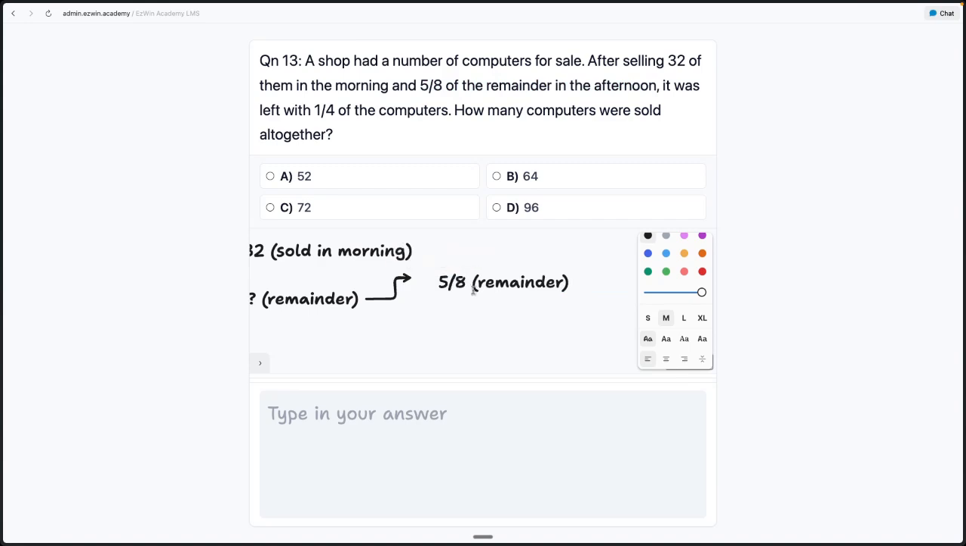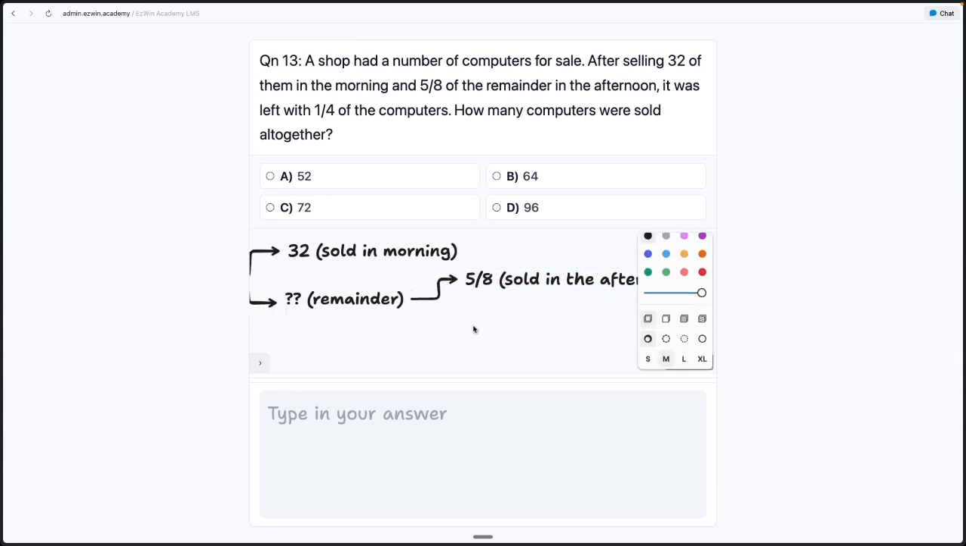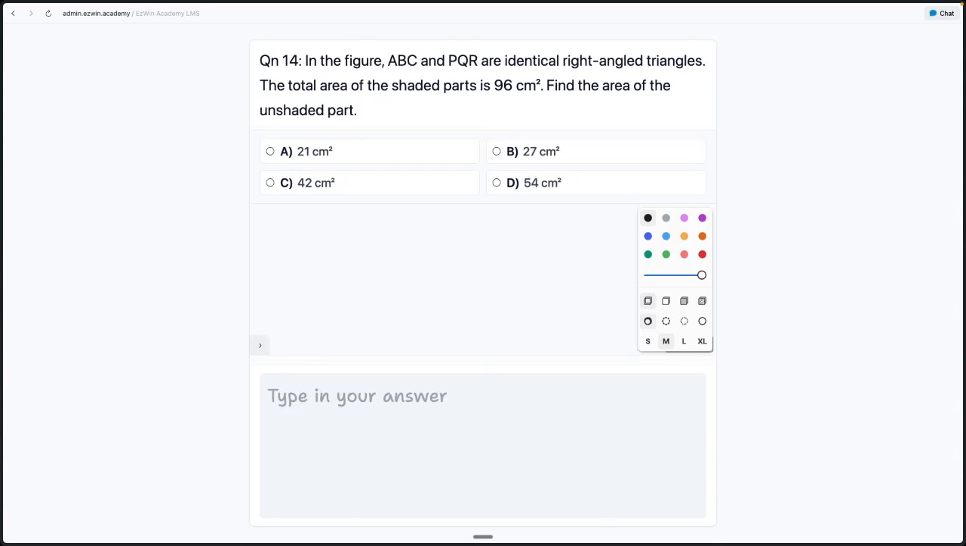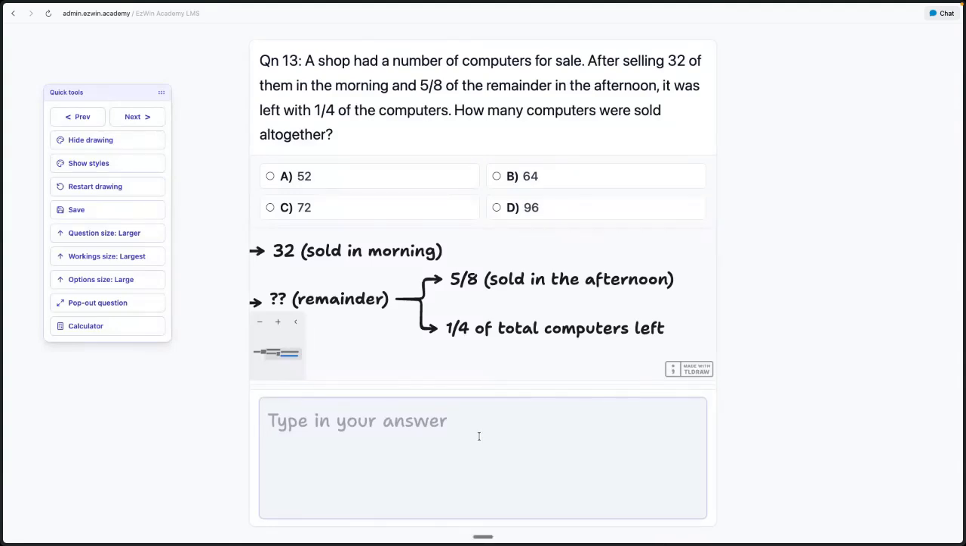We sold that in the afternoon. That's what you see over here. And then we are left with one quarter. Okay, so we are left with one quarter. I've added a new branch and it says here one quarter of total computers left.